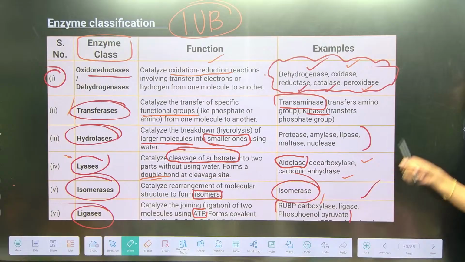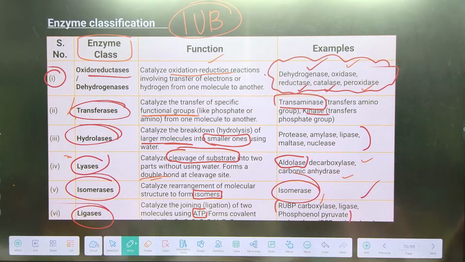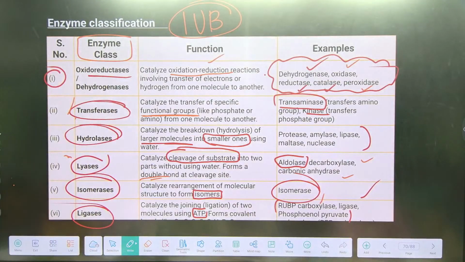Okay. Take down the examples and all the 6 classes. The function of each enzyme, just note down in 1 or 2 points. Make it fast within 3 to 4 minutes. Asif, where is your running notes? Write it in running notes.